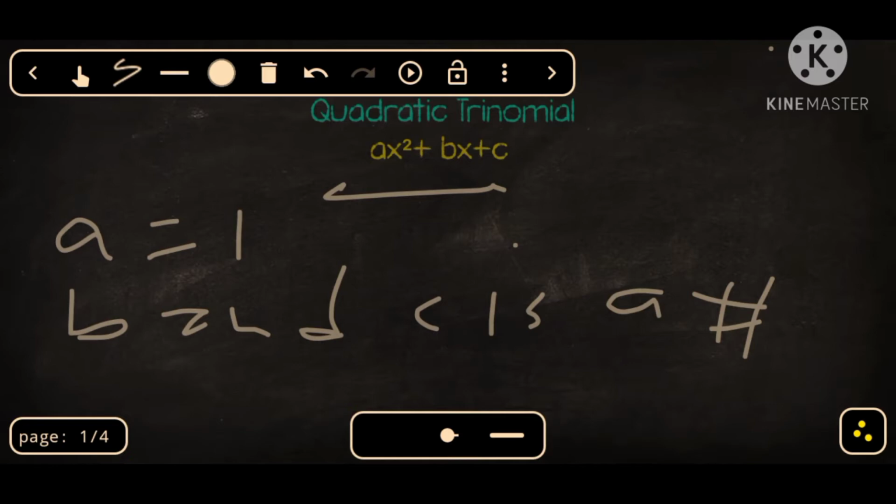This technique uses a trial and error method also, or I call it the TAI method.